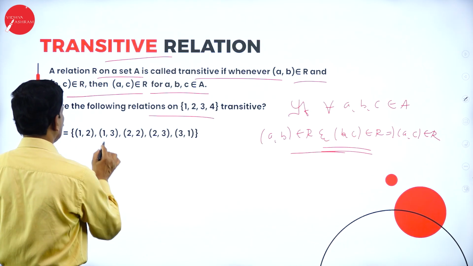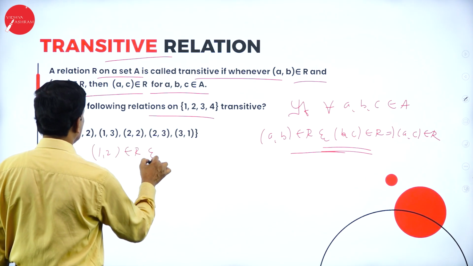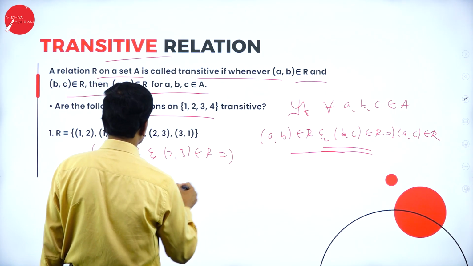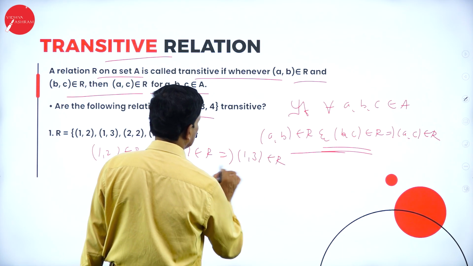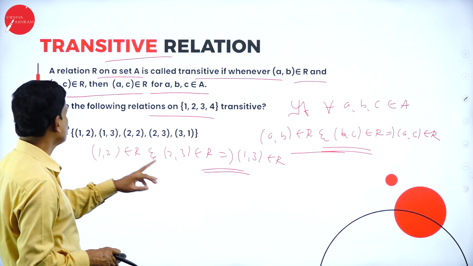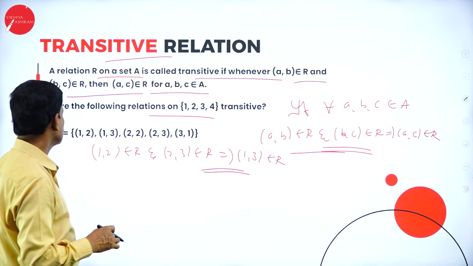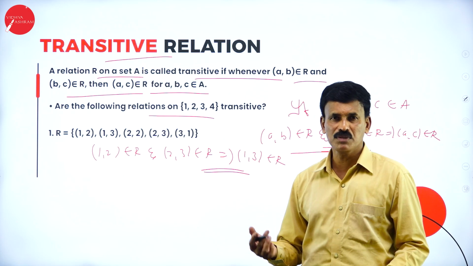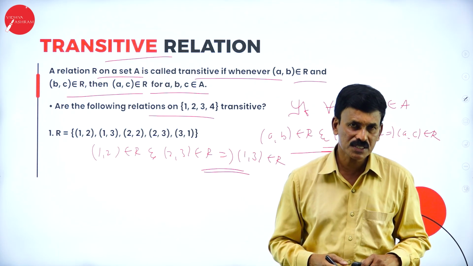Let us take (1,2) belongs to R and (2,3) belongs to R. Check whether (1,3) also belongs to R or not. (1,3) belongs to R. Since (1,2) belongs to R and (2,3) belongs to R, implies (1,3) also belongs to R. This is called the transitive property. So in general, if (a,b) belongs to R and (b,c) belongs to R, implies (a,c) also belongs to R. That is called the transitive property.